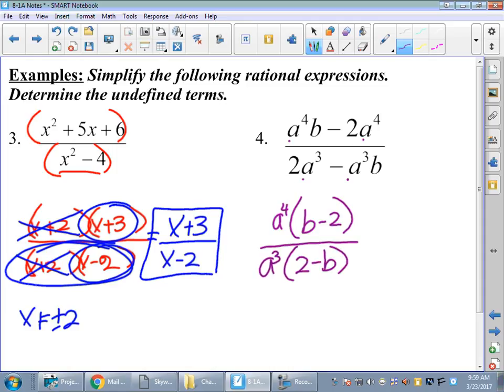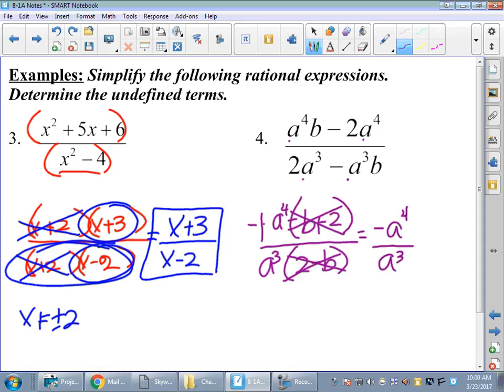Well, there's that same issue of -1. So I'm going to quickly factor out a -1 on the top. That makes my b negative, my 2 positive. Now these 2 quantities match. And now what I have is a -a to the 4th over a positive a cubed.